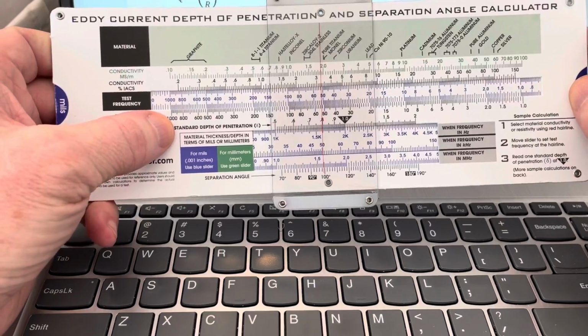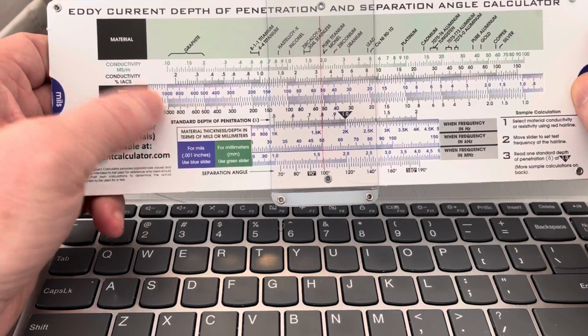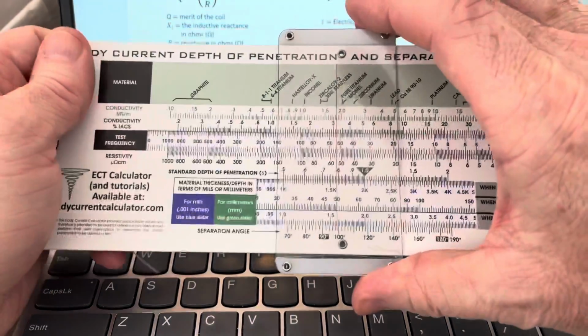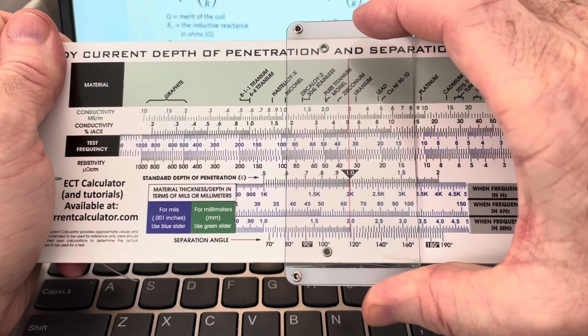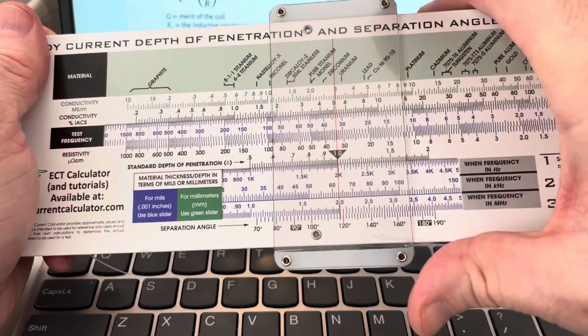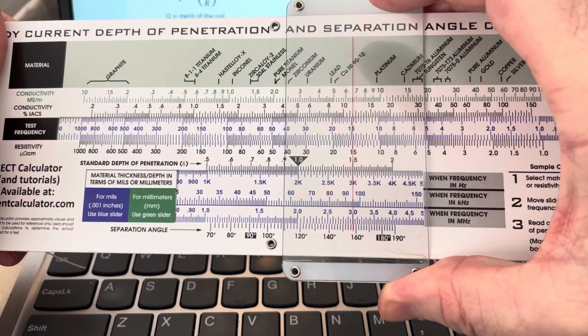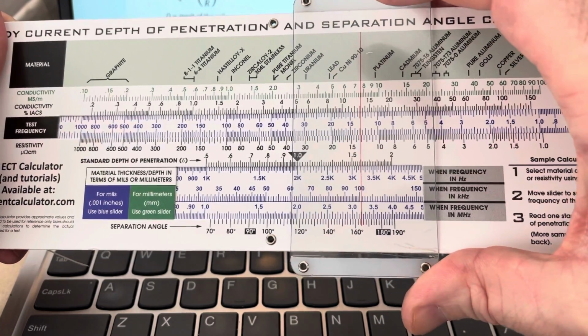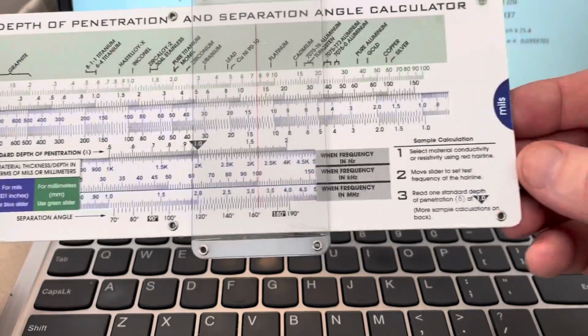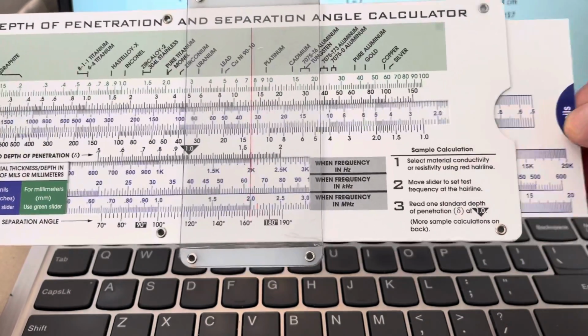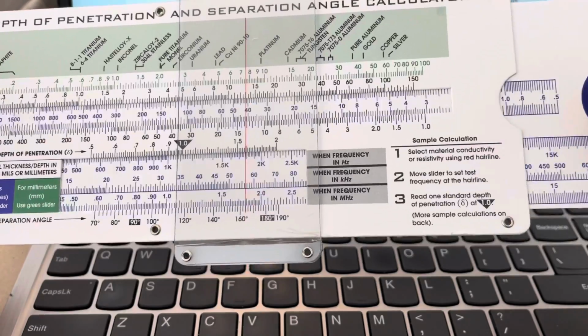So to the right of my thumb is the standard depth of penetration scale. And if I move the hairline right here, that's one standard depth of penetration, but we want to move it over to 1.6. So bring it over to the right, there's 1.5, and here is 1.6 standard depth of penetration. Then I use the frequency slider. I'm using the blue side because that's the side that represents inches.